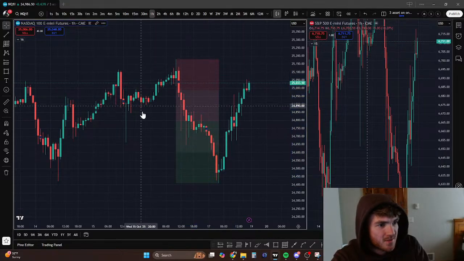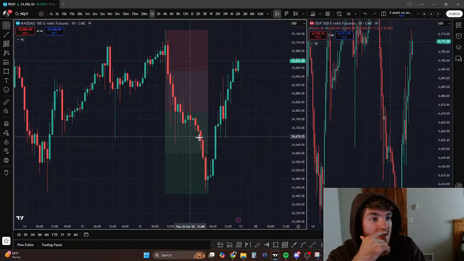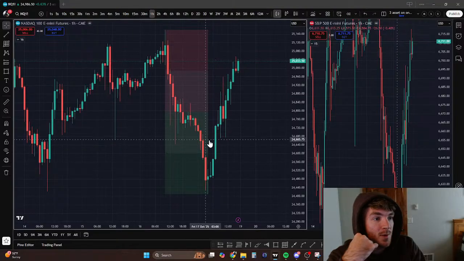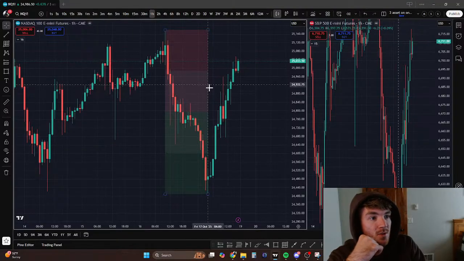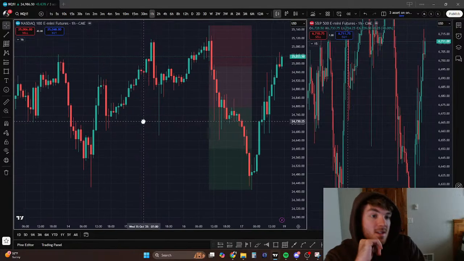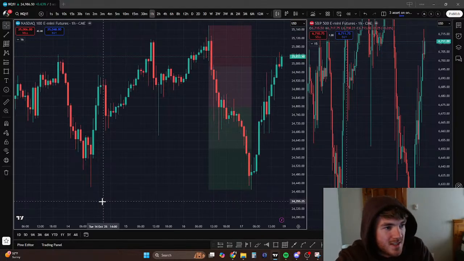I think ICT was talking about this. I could be totally wrong, by the way, but he was saying the PD arrays that form in this quadrant are the strongest for bullish, and the PD arrays that form in this quadrant are strongest for bearish. That could be something to take into account. I'm not even sure if that's true or not, but I think he said something like that today.